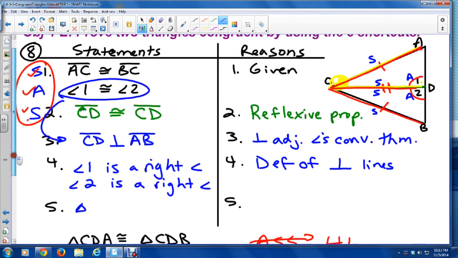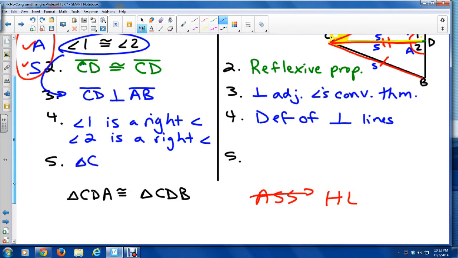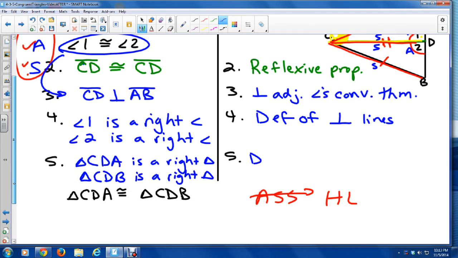And that's going to be triangle ACD, or actually I'm going to use the order here. CDA is a right triangle, and triangle CDB, right triangle. Definition of right triangle. Okay, we didn't write all of those out. It's exactly what you think of it as. A right triangle is a triangle with a 90-degree angle, or a right angle, and we just said that in step 4. So I can say that the two triangles are right triangles.